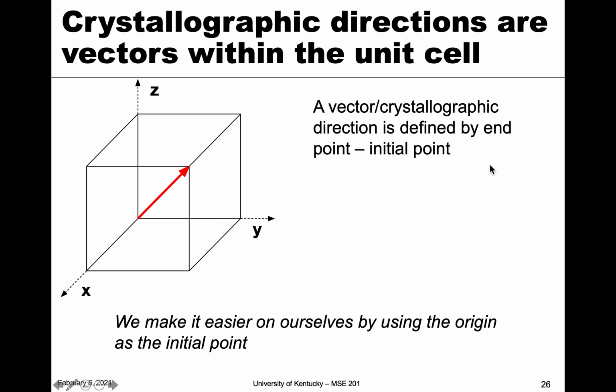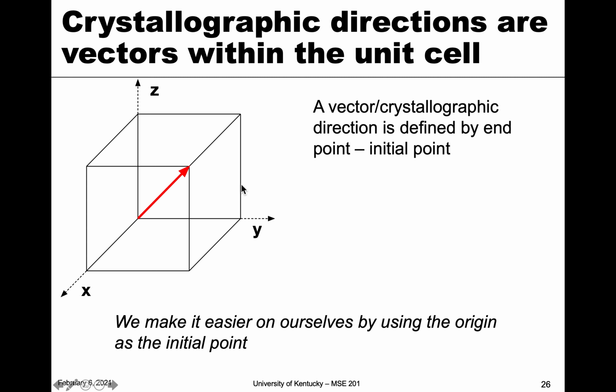So all a crystallographic direction is a vector, but we do make the caveat that we're only talking about a vector within the unit cell. So we are talking about a given direction, and it doesn't matter that it stops within the unit cell, but it's easier for us to draw it if it's within the unit cell. So that's why we say within.